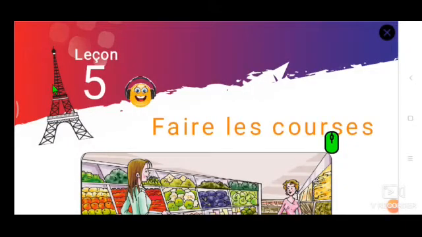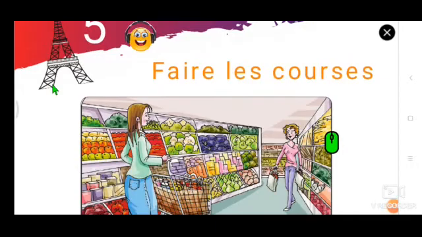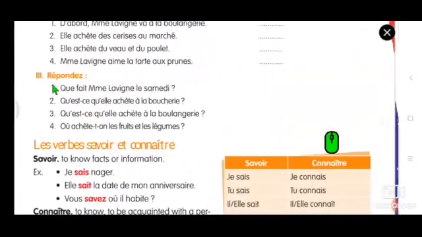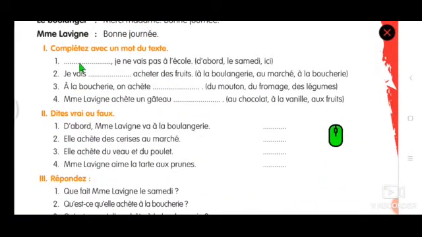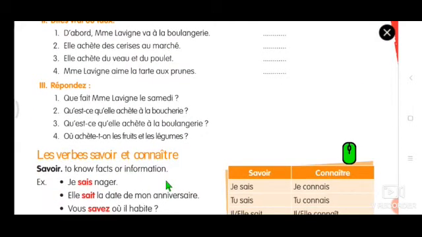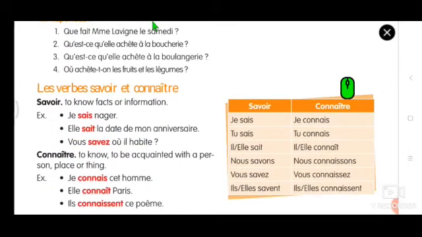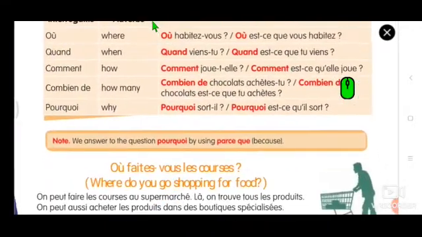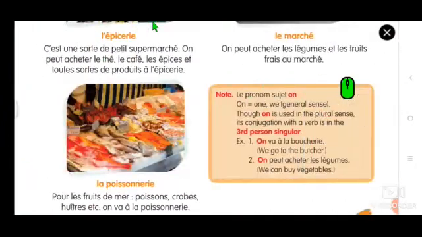This is from lesson 5, faire les courses. Please read this translation. Based on this translation there will be a few exercises, that is compléter avec un mot du texte. So revise this also, and as I said, true or false is important, and please go through whatever question answers are there, because question answers carry 10 marks. From this lesson, connaître and savoir, that is the only difference, and places and when to use interrogative questions. These things are covered in this lesson.